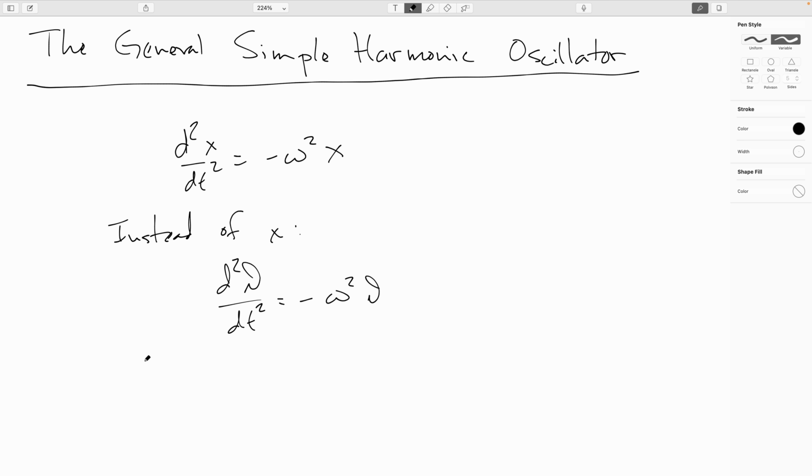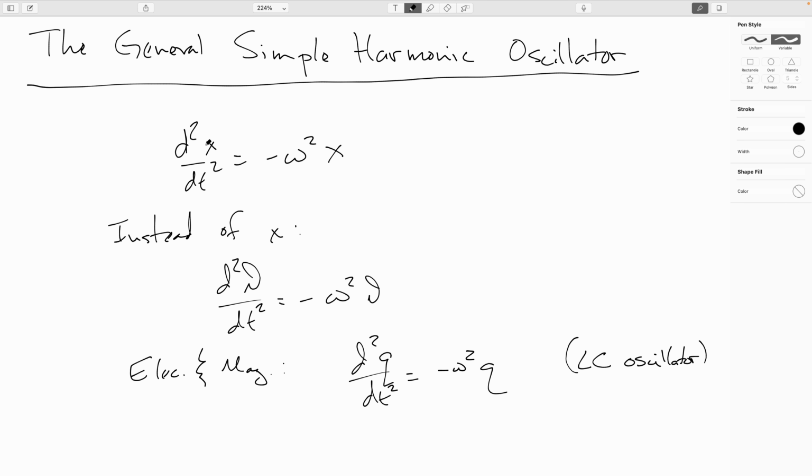When you study electricity and magnetism, you'll eventually see this come up again as something that looks like this, where the Q is an electric charge. And again, what you'll have is simple harmonic motion. In that treatment there, you'll call that an LC oscillator.